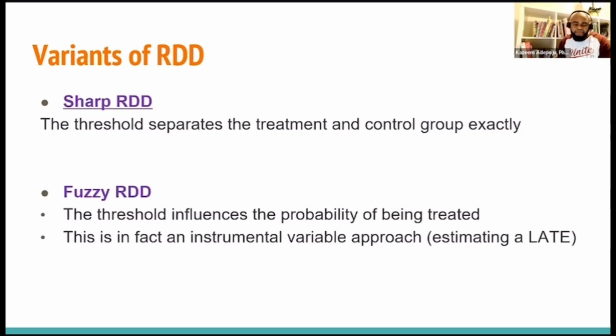So we have the variants of RDD. We have the sharp RDD, and we have the fuzzy RDD. The sharp RDD is where the threshold separates the treatment and the control group exactly. And the fuzzy RDD is where the threshold influences the probability of being treated. This is in fact an instrumental variable approach, if you watch my last video or what we've done before on instrumental variables. So this approach is more or less an instrumental variable approach as well.